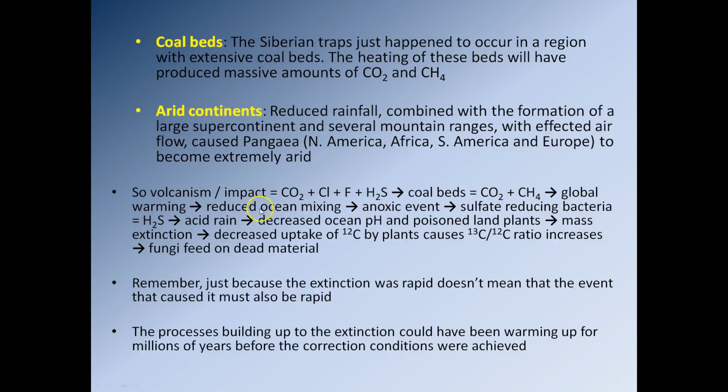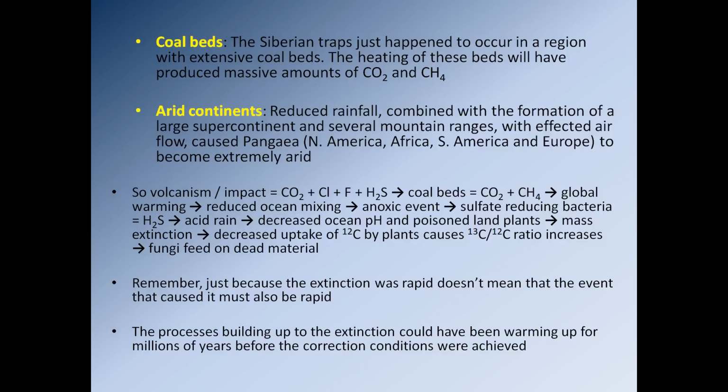That leads to reduced ocean mixing, that leads to an anoxic event, that leads to sulfate-reducing bacteria, that leads to acid rain, which decreases the ocean pH or maybe poisons land plants, that leads to a mass extinction, that decreases the uptake of carbon-12 by plants, causing the carbon-13 to carbon-12 ratio to change, and of course that leads to an increase in the amount of fungi because they're feeding on all that dead organic material. So, as you can quite clearly see, the Permo-Trias mass extinction appears to have been a perfect storm almost.